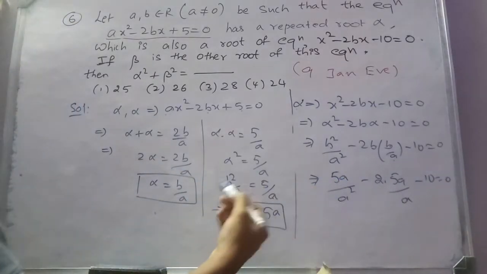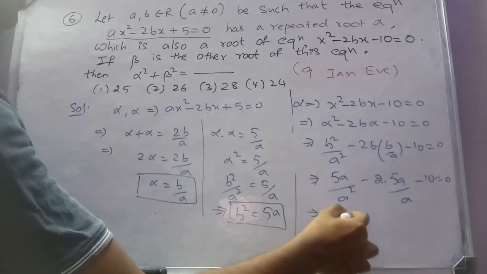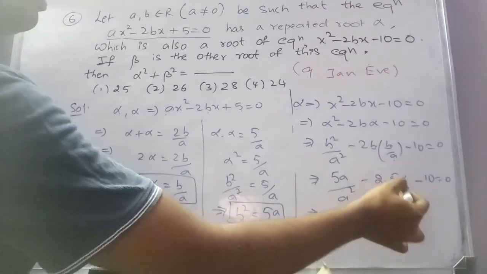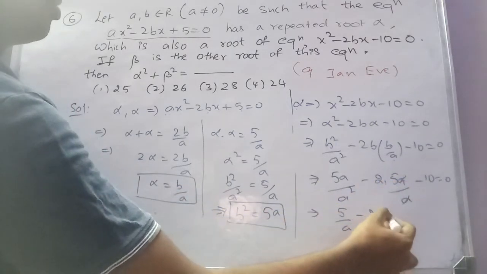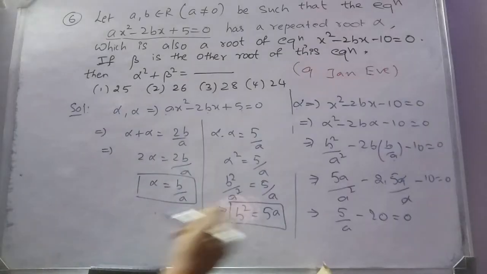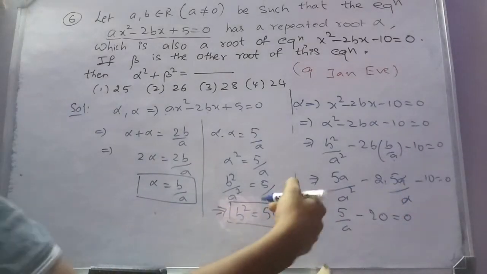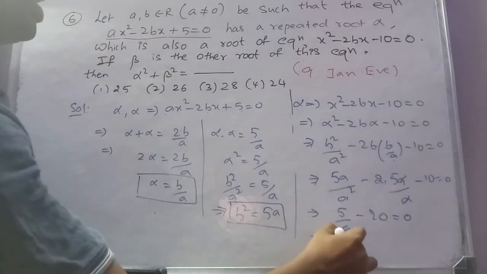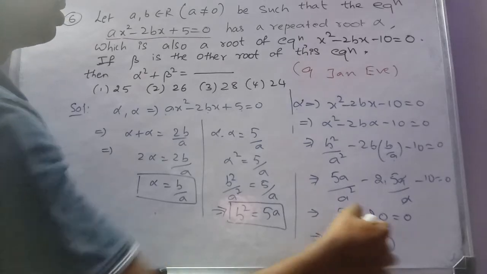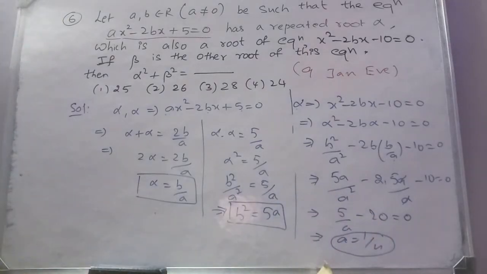So a square will get cancelled. So you will get 5 by a minus 10 minus 10 is minus 20 equal to 0. So take minus 20 to the right side and cancel out, 5 ones are 5, 5 fours are 20. You will get a is equal to 1 by 4. So I got the value of a, which is equal to 1 by 4. Now we can find what is alpha square plus beta square.